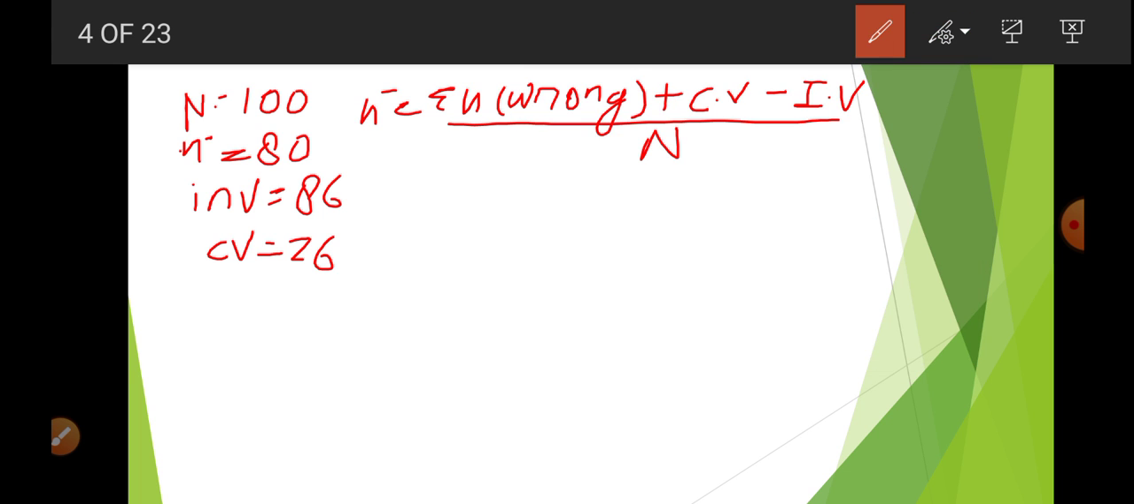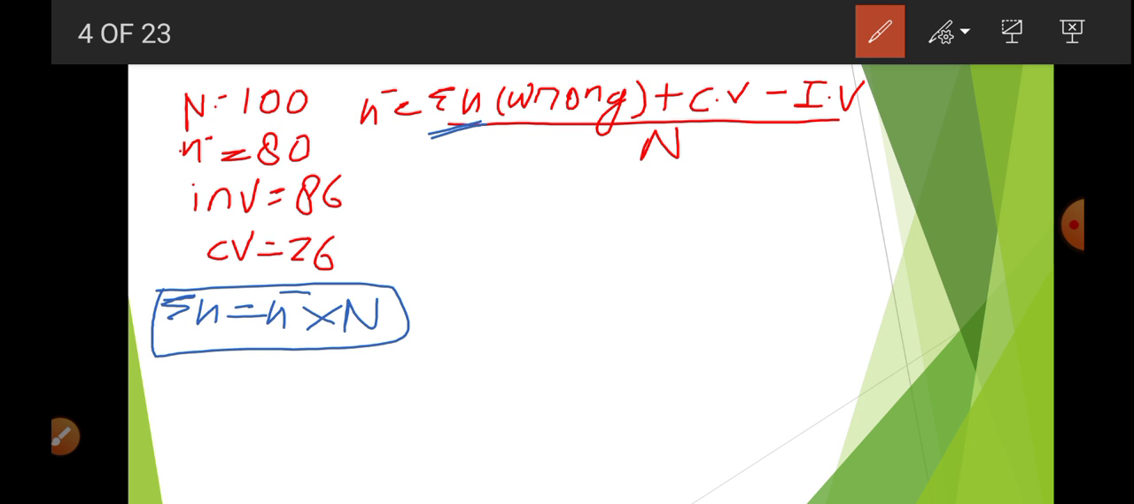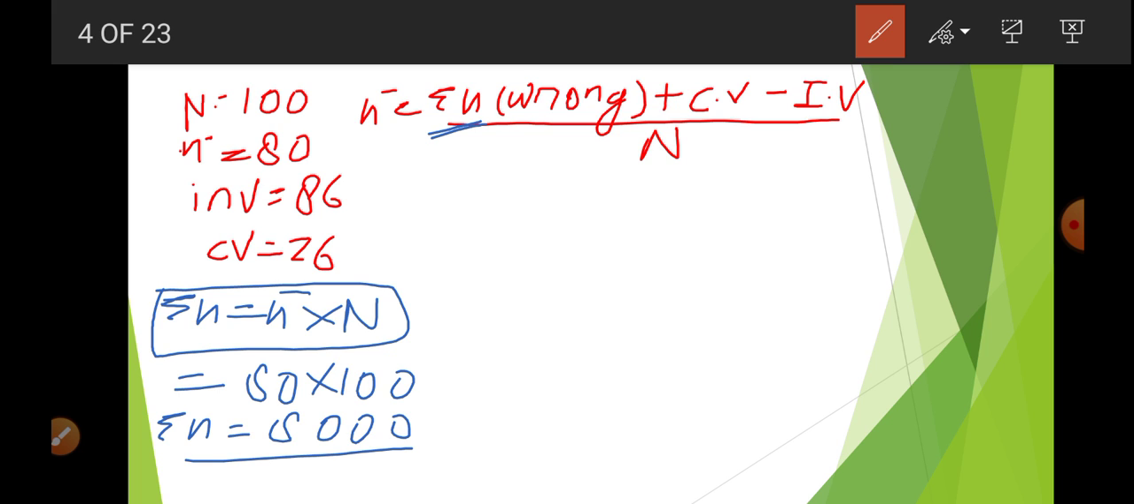Now, all things we are having in the question, but sigma x we are not having. So how we are going to calculate sigma x? Its equation is sigma x is equal to x bar multiplied by n. By using this equation we are going to calculate sigma x. What is the value of x bar? It is 80. And what is the value of n? It is 100. So in this way sigma x is equal to 8000.